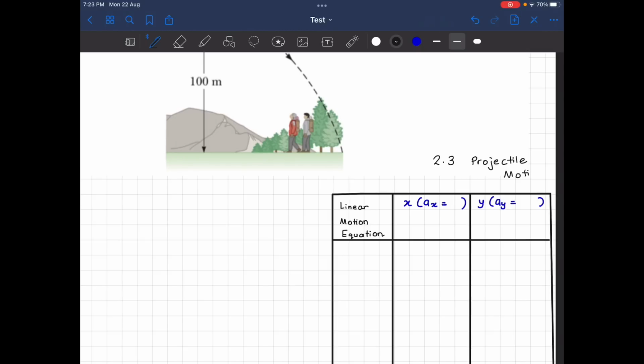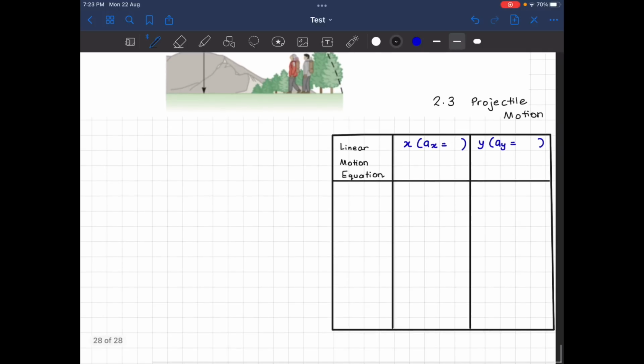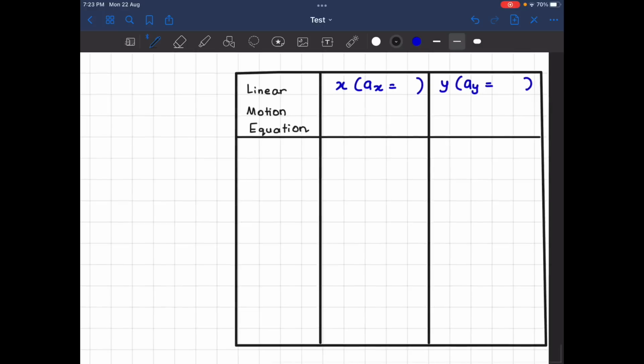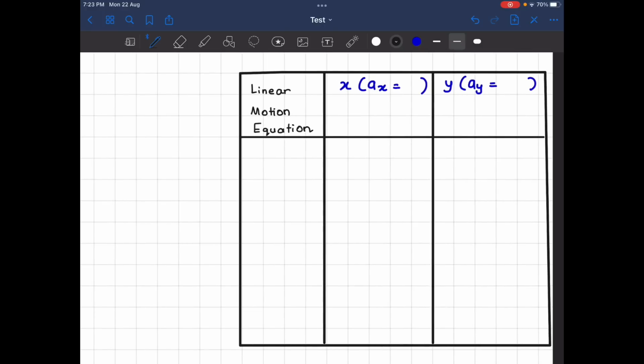Okay. Right, so daripada 2.2, kamu dah belajar linear motion equation, iaitu kita tahu formula dia adalah V equals to U plus AT, di mana V adalah final velocity, U adalah initial velocity, A adalah acceleration, dan T adalah time. And then kita ada juga V square equals to U square plus 2AS. S ni adalah displacement, dan juga kita ada S equals to UT plus 1/2 AT square.